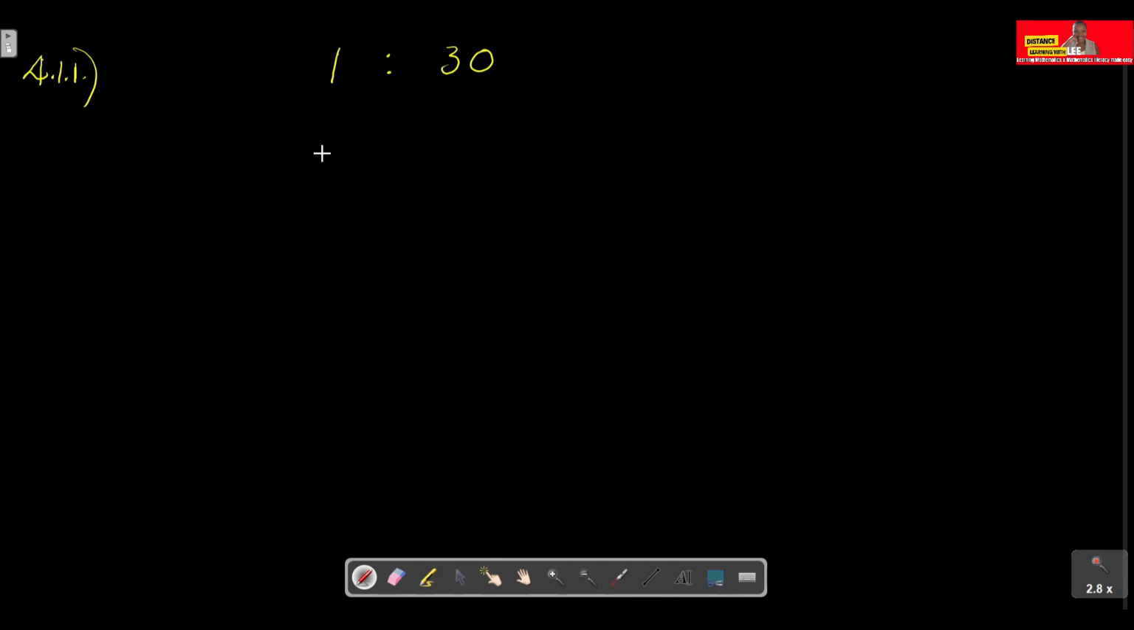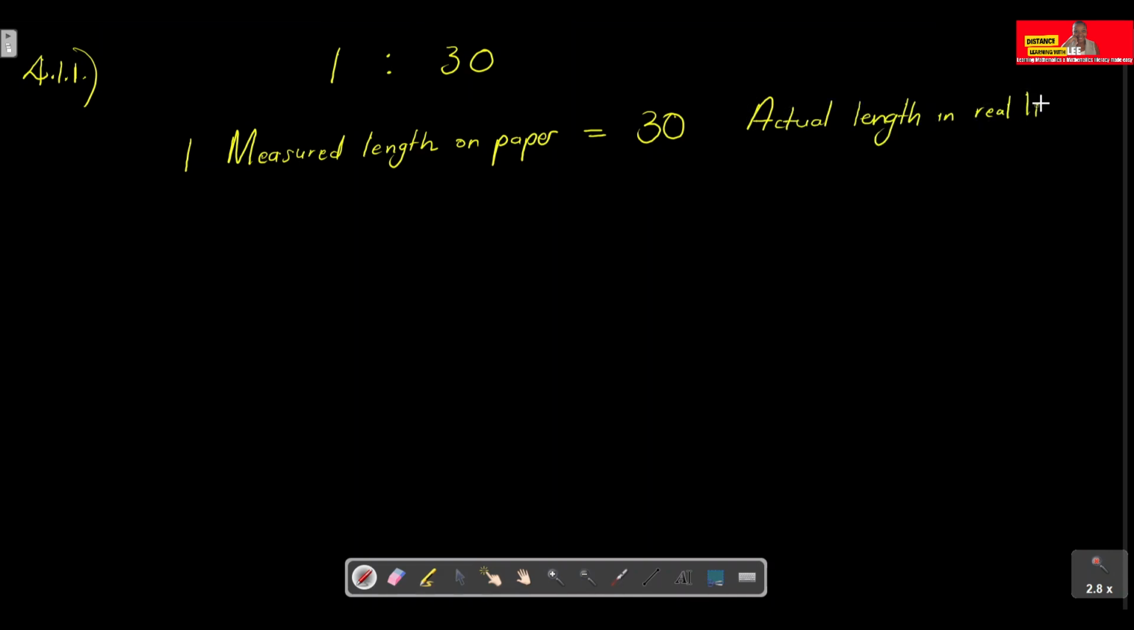So I've already explained in the previous video tutorials that when we're working with a number scale, it basically means that 1 unit on paper is equal to 30 units in real life. So one measured length on paper is equal to 30 actual length in real life. We already spoke about this, right? That 1 unit on the piece of paper is equal to 30 units in real life.